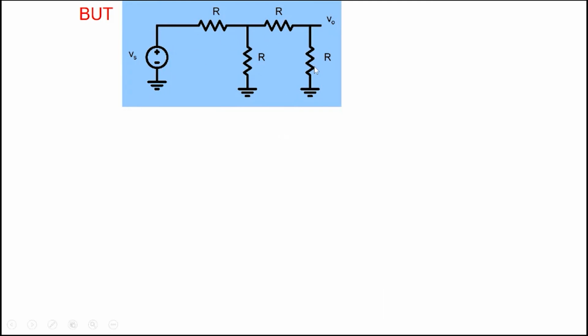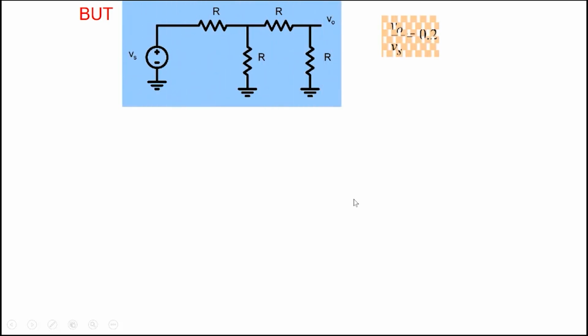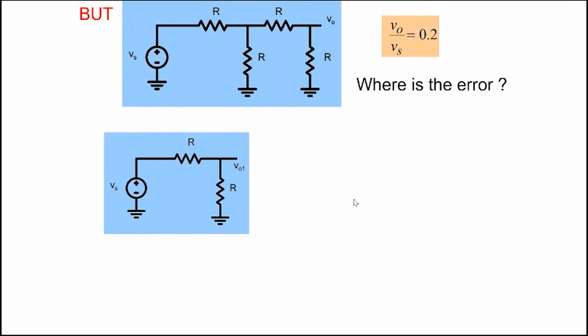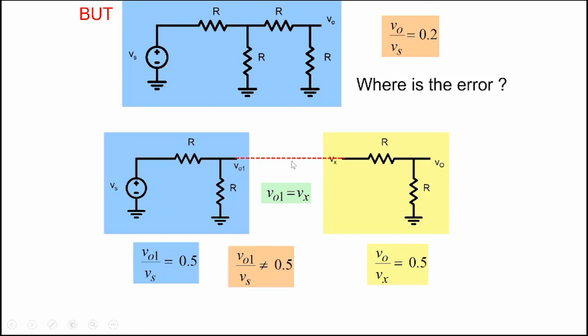When we actually connect the two, you know it very well, the actual value of V0 by Vs is not 0.25 but 0.2. And where is the error? Yes, this is a voltage divider, V01 by Vs is 0.5. This is also correct, 0.5, no problem. But the moment you connect it, this part of the circuit comes in parallel to R here, and therefore modifies it. And so V01 is equal to Vx, no doubt, no error here.